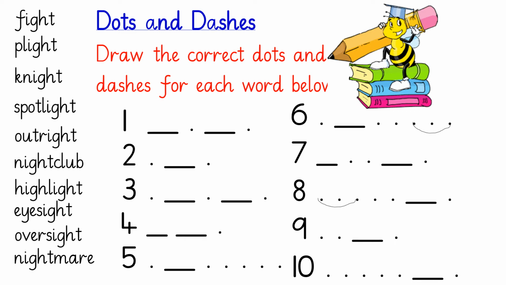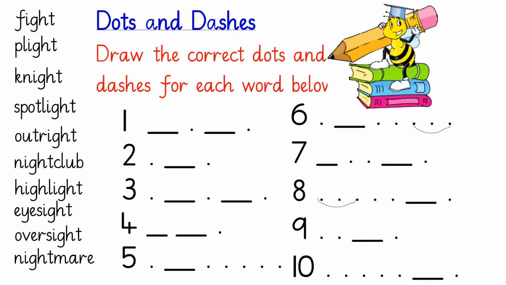Okay, now, here are the words down the left. Fight, plight, night, spotlight, outright, nightclub, highlight, eyesight, oversight, and nightmare.